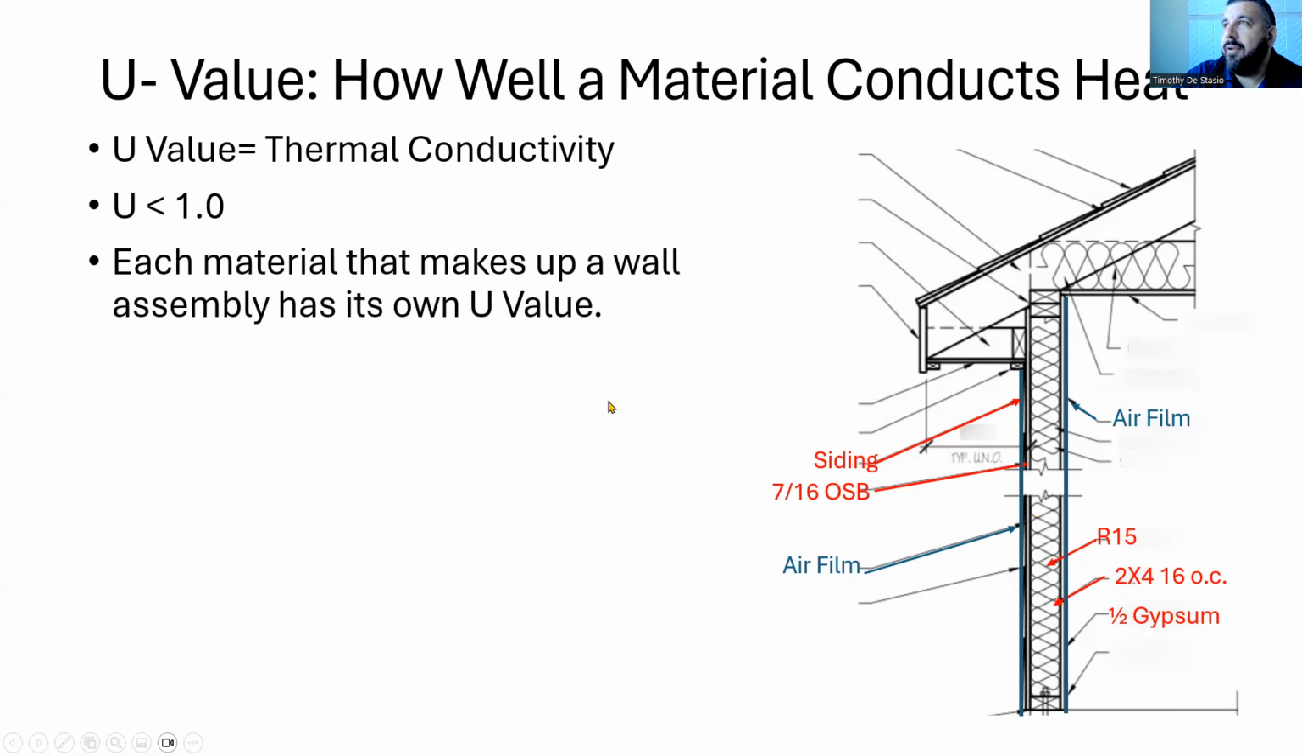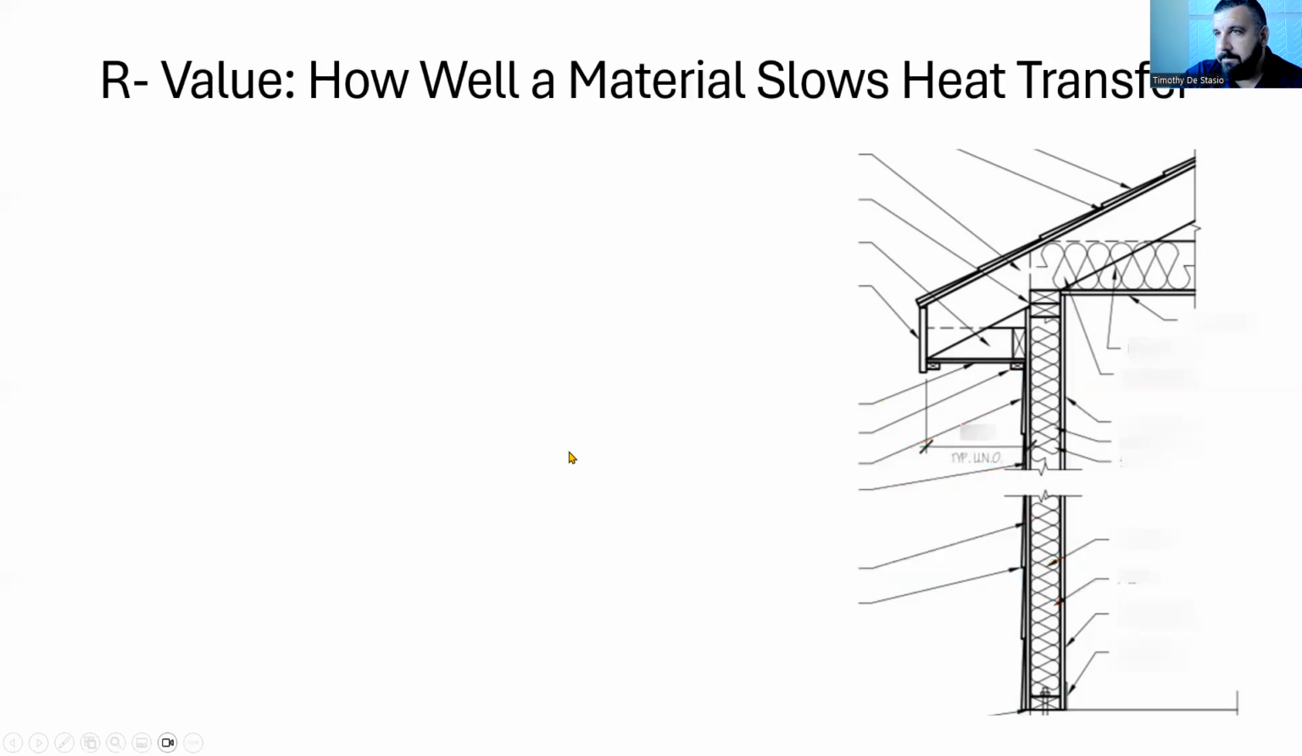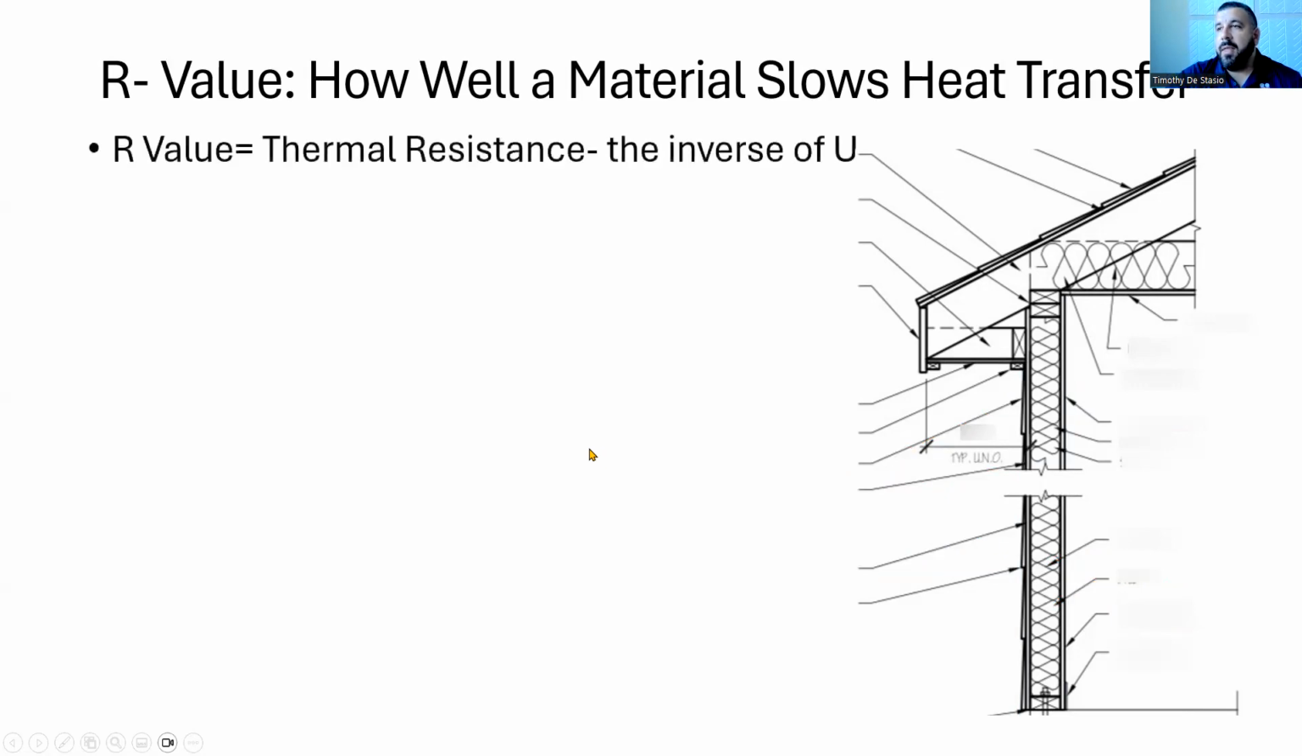What we're doing is trying to figure out what the average U value is for that wall, how quickly that heat travels from the outside to the inside through all those different materials. But you can't just add up U values. The way the math works, you have to first convert them to R values and then add them up. So how do we convert to an R value? You simply take the inverse of your U value. You just take 1 divided by your U value, and that equals your R value.